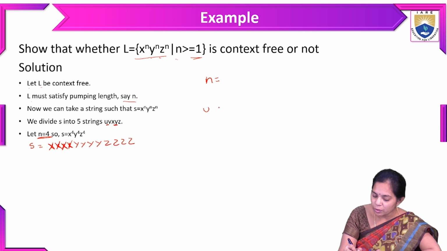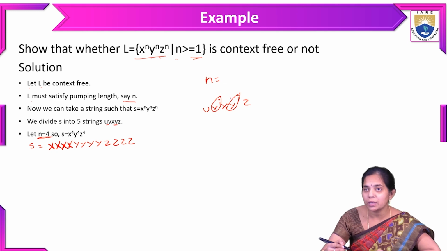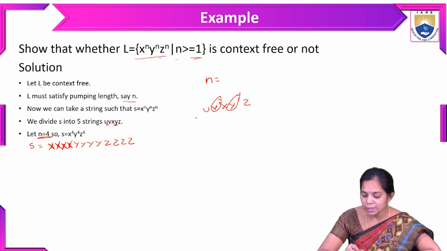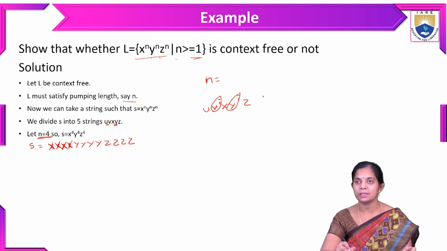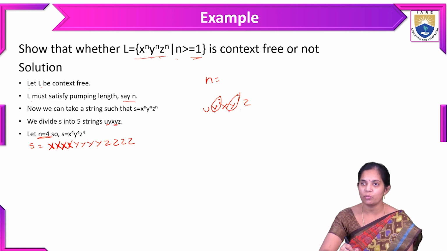Because, see here, if you observe the condition, u v^i x y^i z, these two are the powers we have in the equation. If you change the value of i for the divided parts, the string is going to change. So by taking these two values, dividing the string into these 5 parts, these two values are the most important things. So here we have divided into cases by choosing these two values.